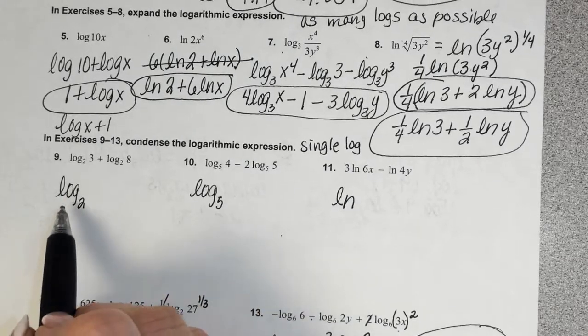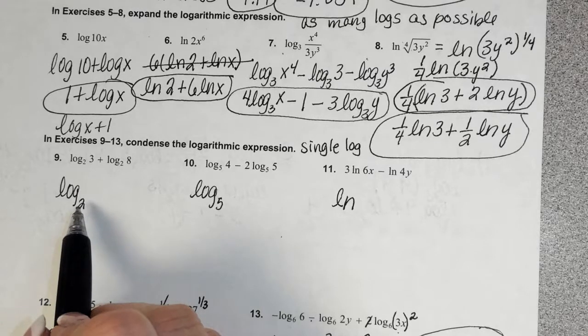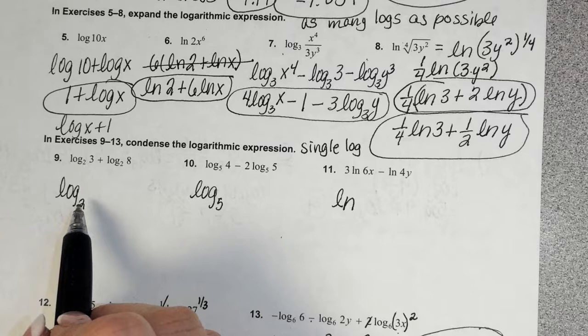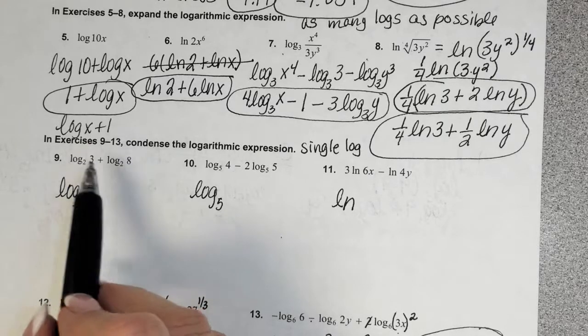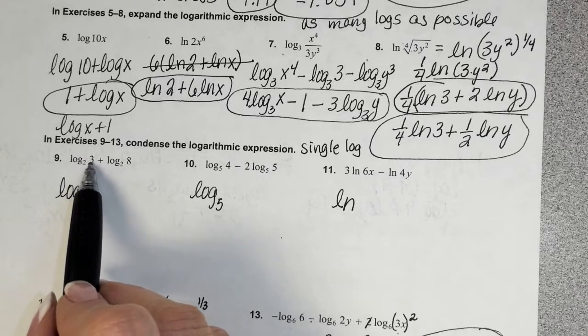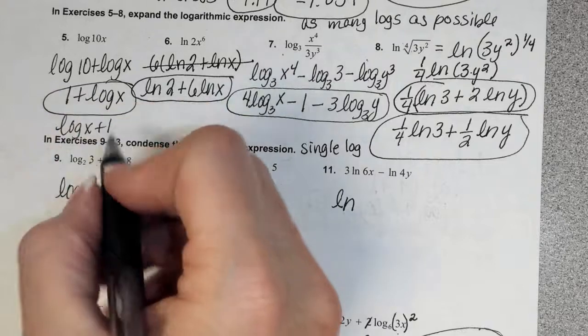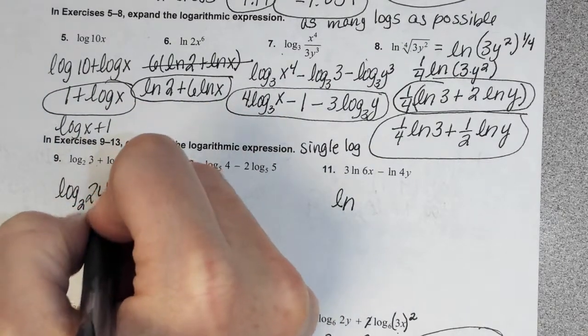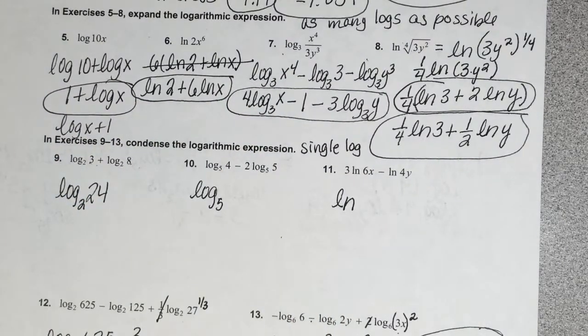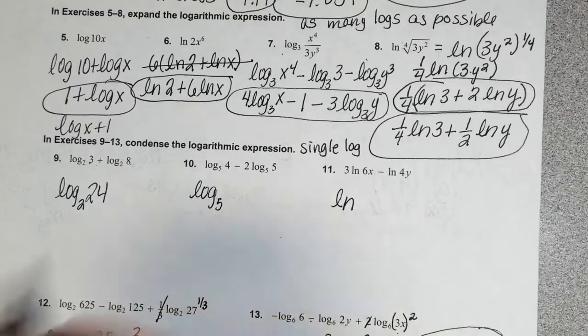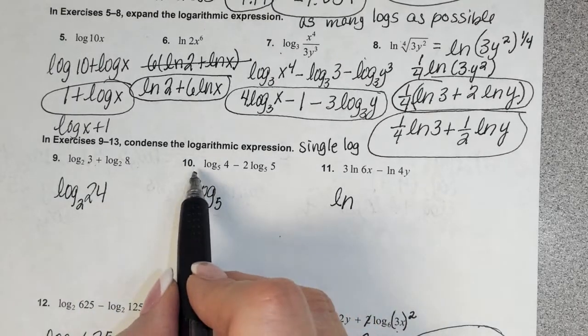Sam, what'd you get for number 9? Log base 2 of what? No, it should be log base 2, and then you should just multiply the 3 times the 8. So it should just be log base 2 of 24. How many people got that right? Okay. What about number 10 then?